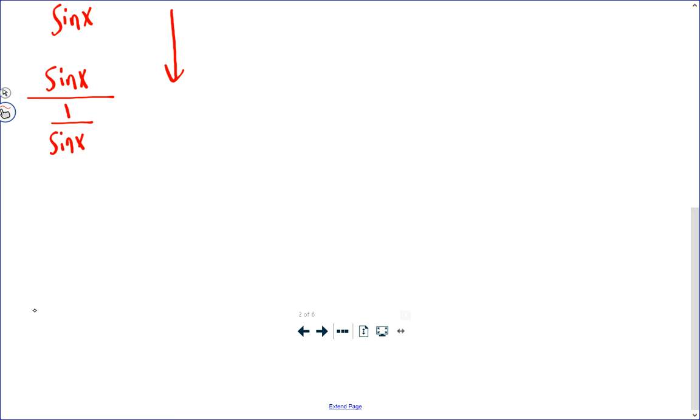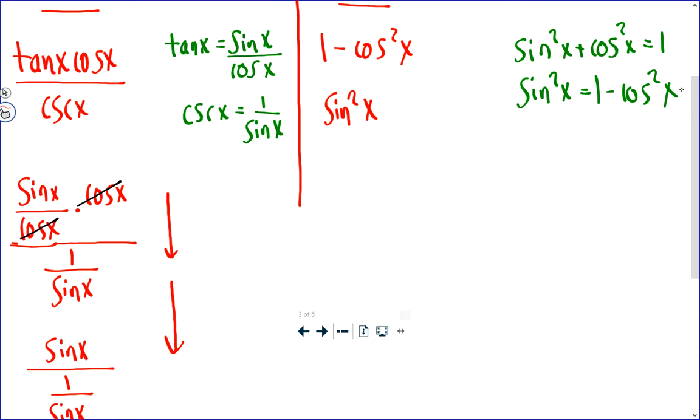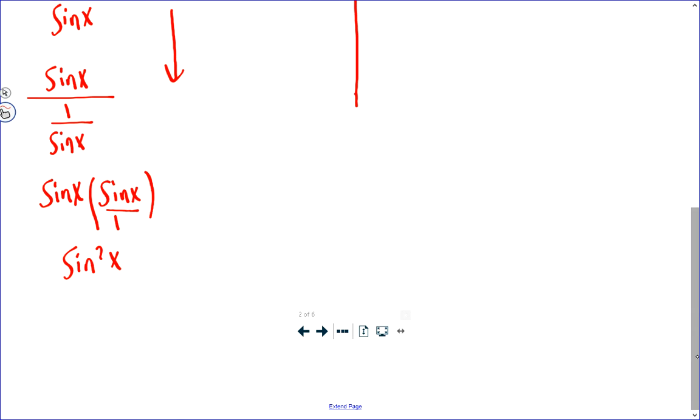There's one more thing I can do here. When I have sine of x divided by 1 over sine of x, I can multiply by the reciprocal because that's how we divide by a fraction. And then I have sine of x times sine of x, which is sine squared of x. But if I were to go back to where we left off on the right-hand side, the right-hand side we have already shown is equal to sine squared of x. So what we have shown is that the left side equals the right side, and we're done. So that's the first example.